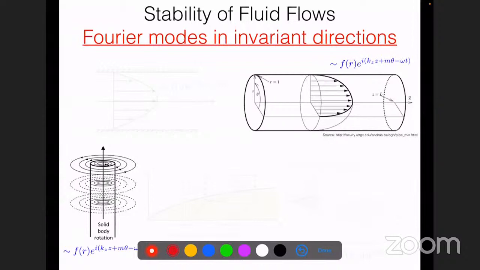Is this point clear regarding why we are assuming a certain kind of structure in some directions and not in the directions in which the flow varies?